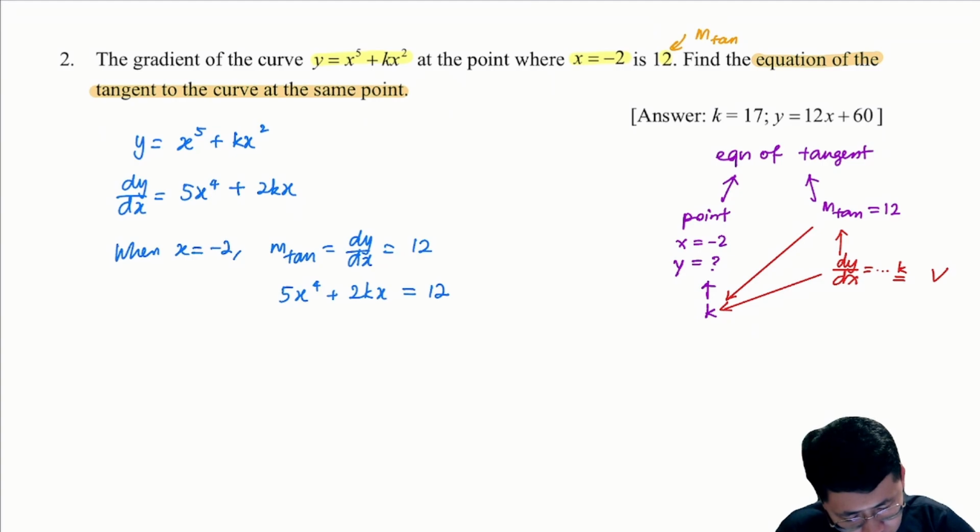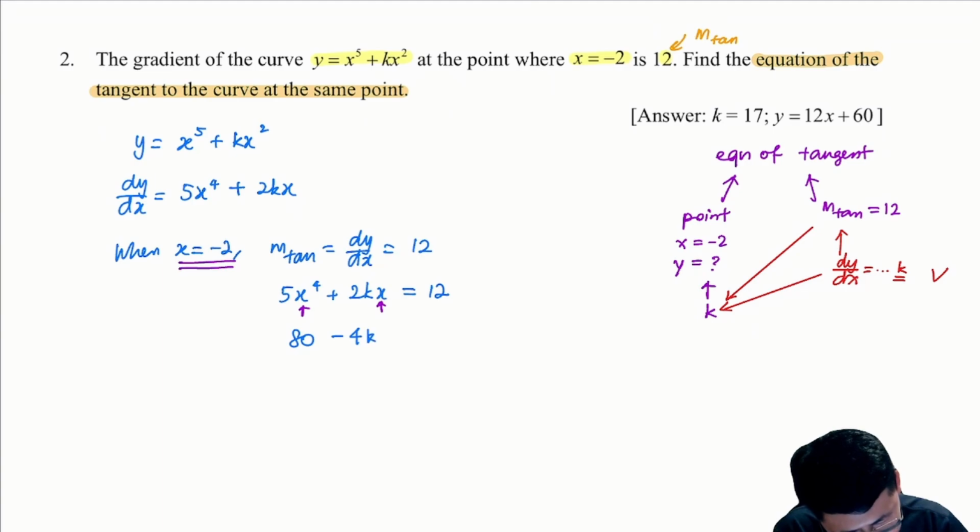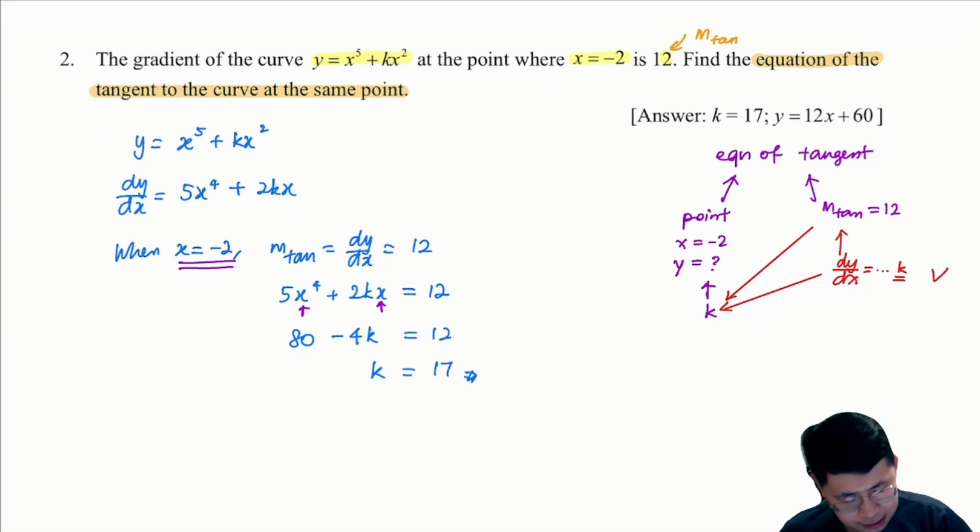Then we also know that x equals to negative 2, so we can sub in here. When we put in negative 2, we've got 80 over here, minus 4k equals to 12. Now solving for k, k would be equals to 17.